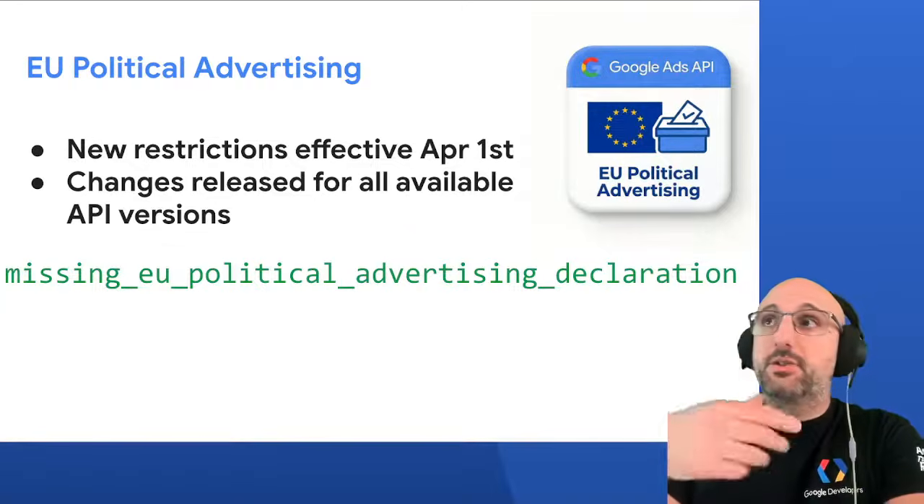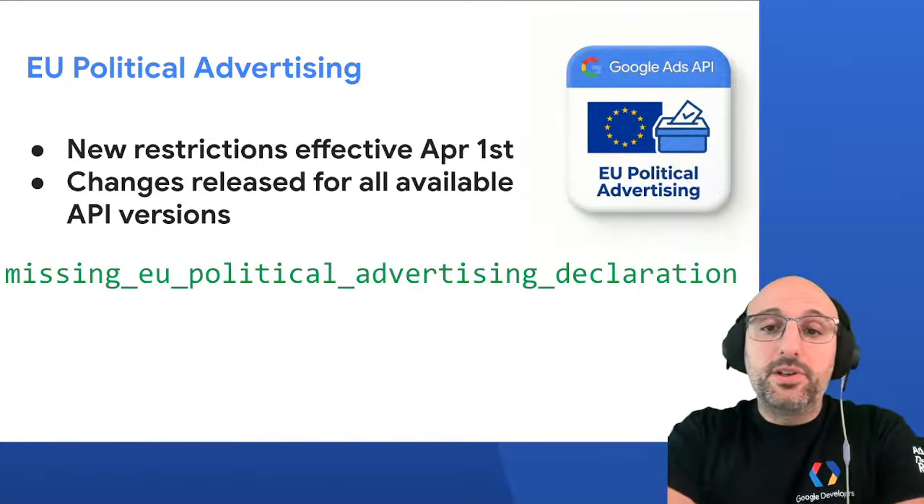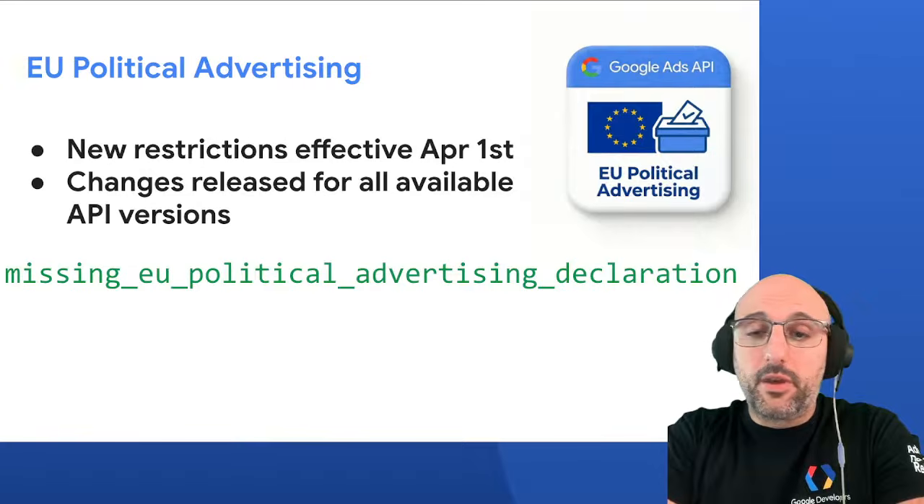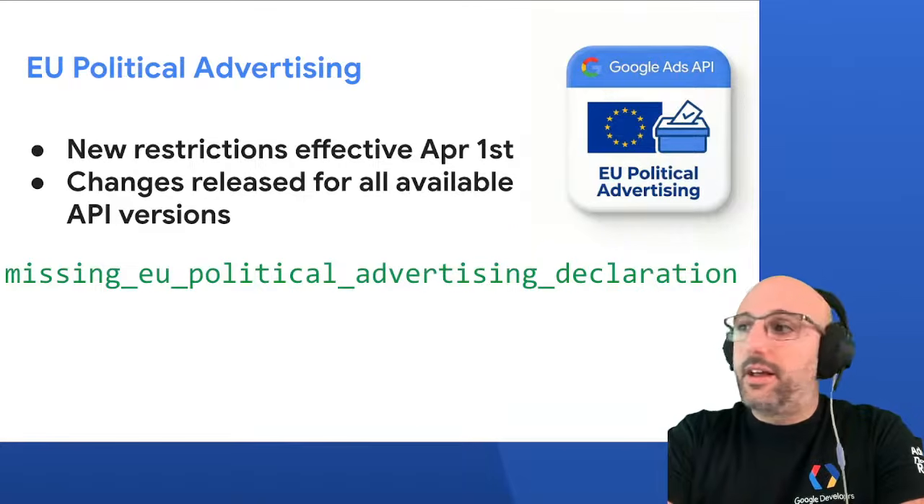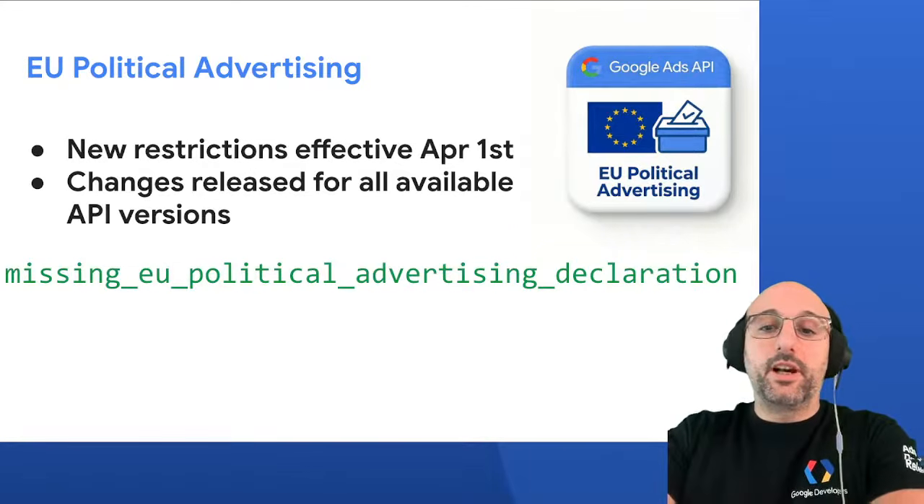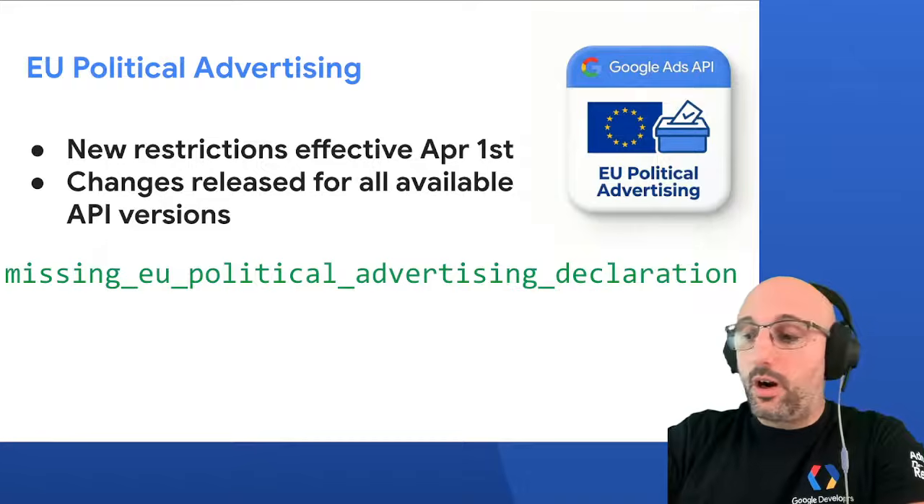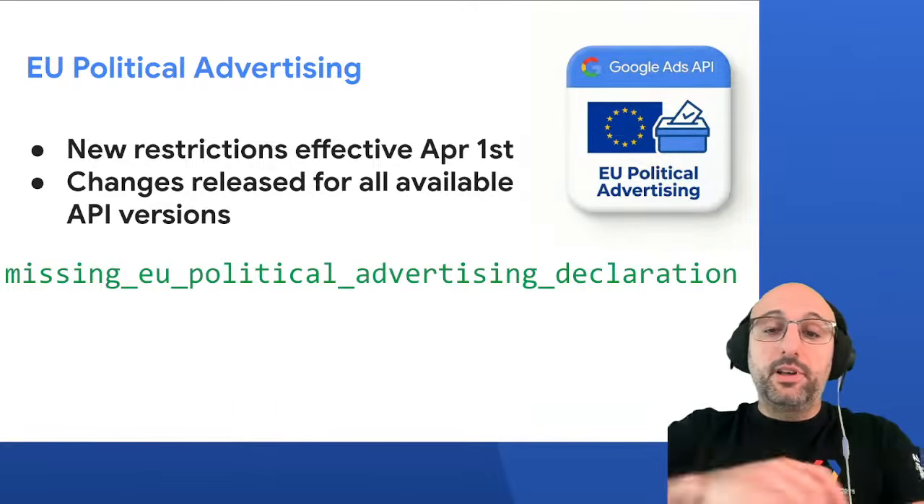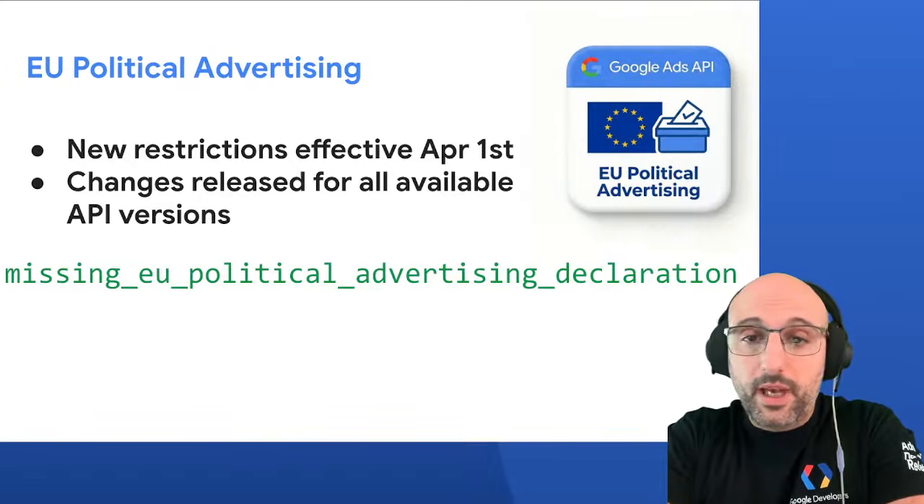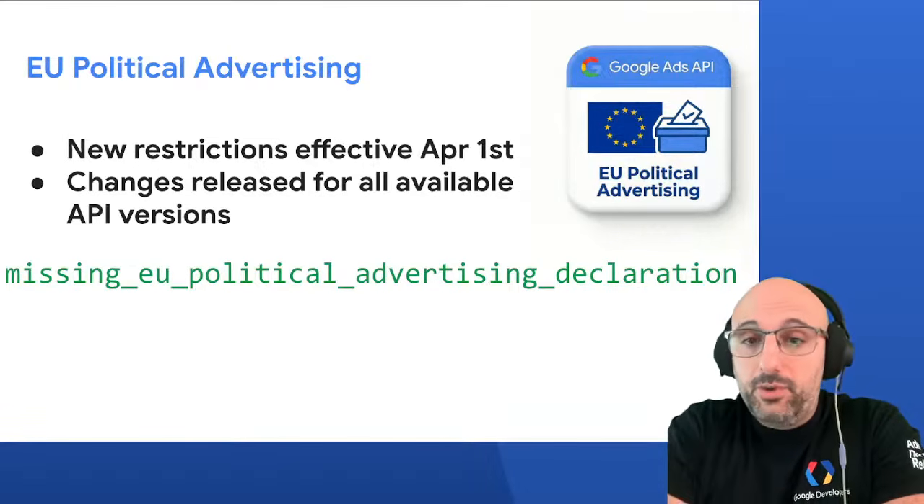This is going to be enforced from April 1st, and if you are not declaring this for some of your campaigns, you will get an error when you mutate any of your campaigns that says missing EU political advertising declaration. So you are going to be required to set the EU political advertising flag on all of your campaigns, and if you don't, you will be getting this error on mutates.